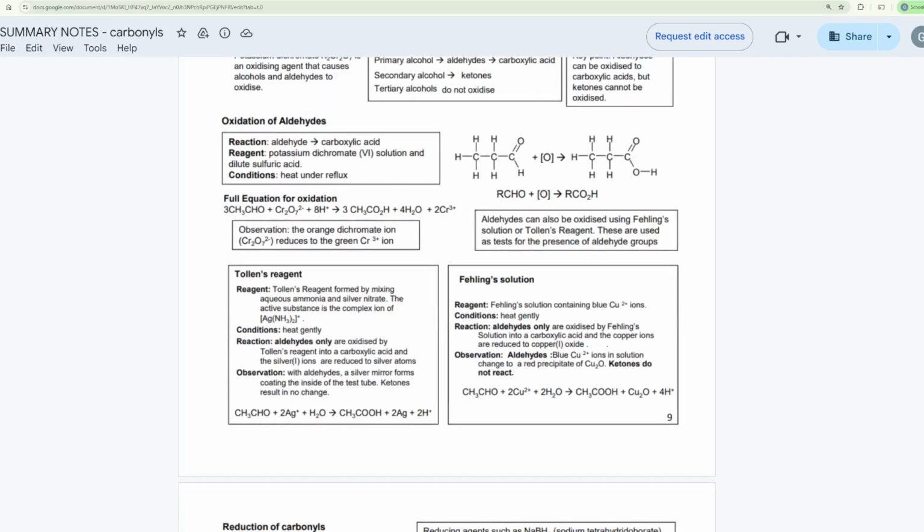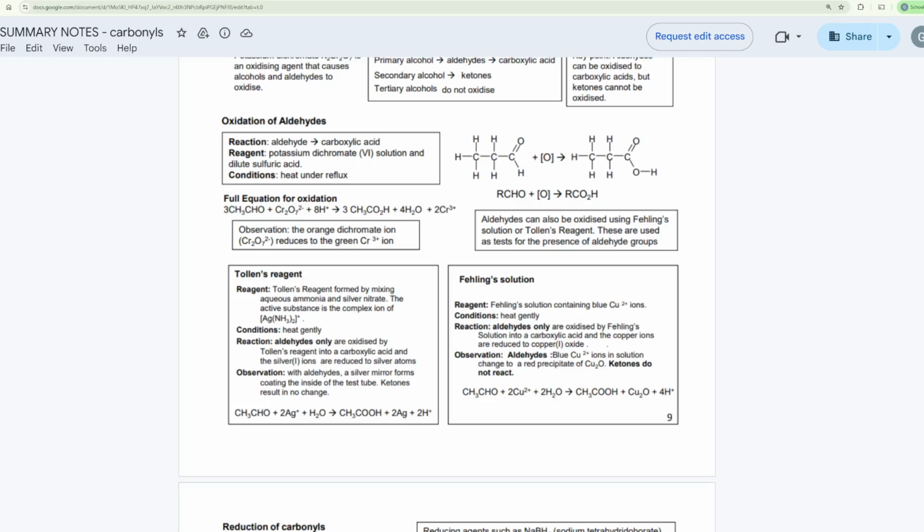Oxidation of aldehydes. The reagent is potassium dichromate solution and dilute sulfuric acid. Conditions: heat under reflux. The full equation for the oxidation is 3CH3CHO plus Cr2O7 2- plus 8H+, with the potassium being a spectator, gives 3CH3CO2H plus 4H2O plus 2Cr3+ ions. Okay, observation: the orange dichromate ion reduces to the green chromium(III) ion. Yes, remembered.